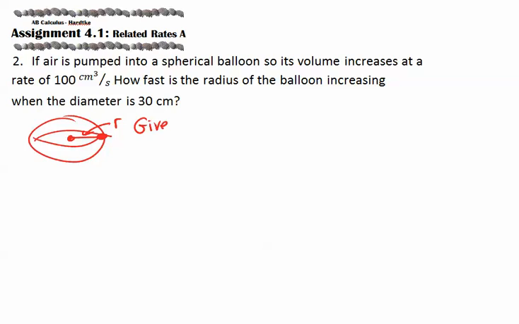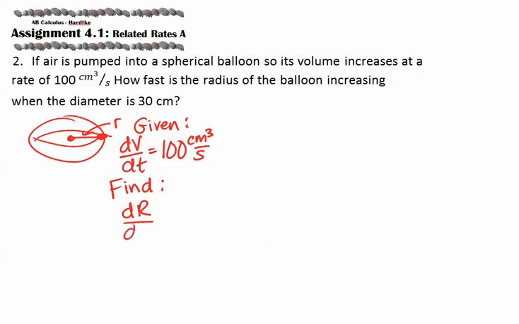So here we are given dV/dt, the change in volume with respect to time. And we are looking for how fast the radius is increasing. So we are looking for a change in radius, so we want to find dr/dt. Thinking about what rates are given and what rate you're looking for helps you to know what kind of formula you need. So we are looking for a formula that involves volume and radius of a sphere.